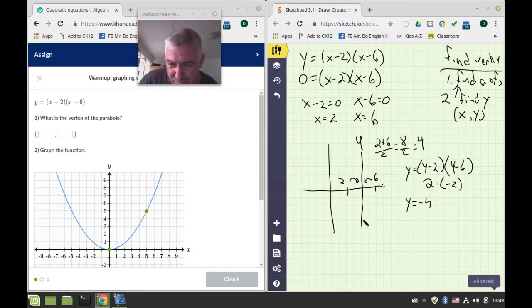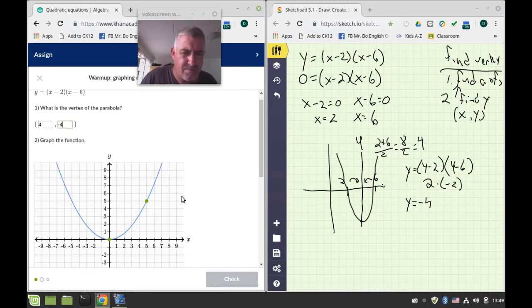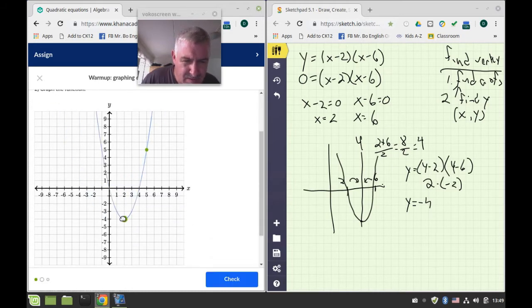That means 1, 2, 3, 4. And then we can sketch our parabola here. So what's the vertex? The vertex is 4, comma, -4. And I know one of my x-intercepts is 6, and the other one is 2, and that's a good way for me to check. This program will make it symmetrical automatically, and so bam, this came out right. That's a good sign for us.